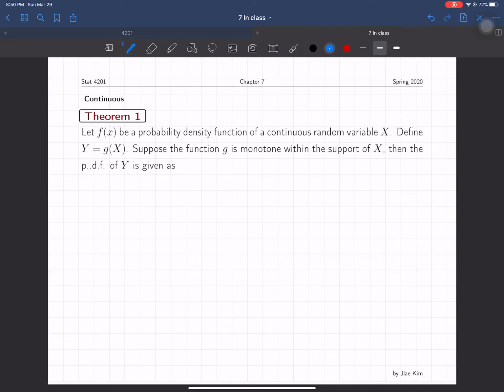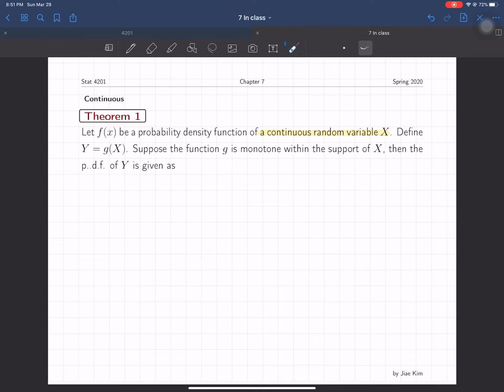So next up is this theorem that states how we find a distribution function or a PDF for a new random variable for the case of continuous random variable. Okay, so let's read the statement of the theorem and then complete it. Let's say f of x is the probability density function of continuous random variable x. So we know information about x through this PDF.